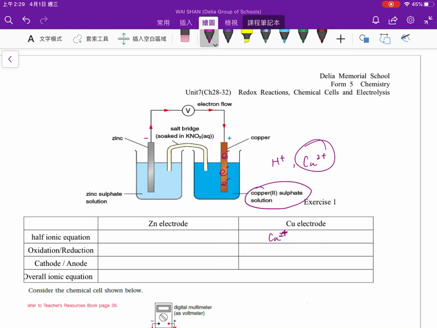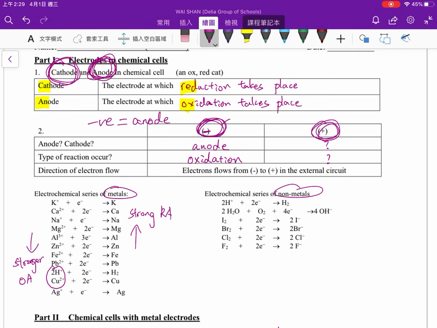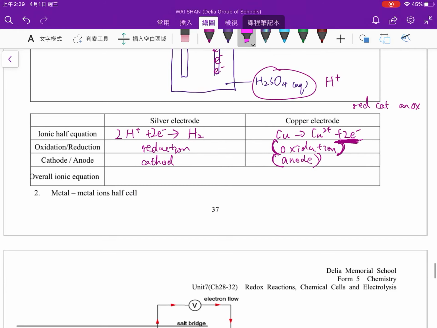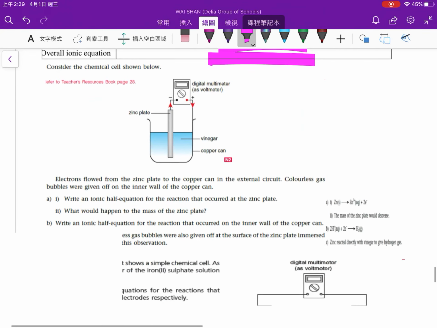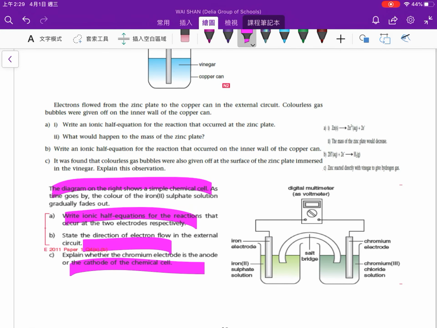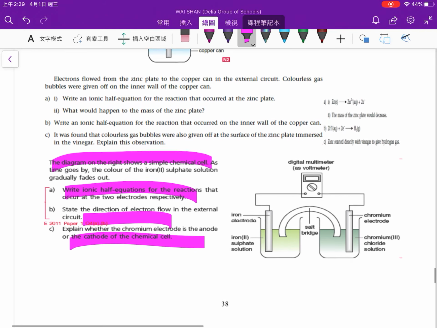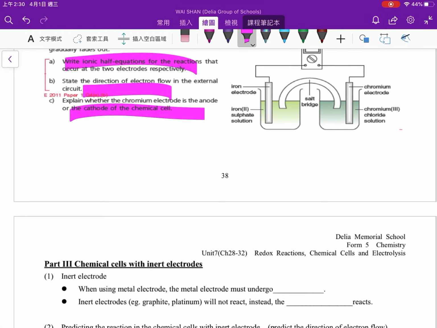Okay? So for the rest of them, please complete it. Complete the first table here, and complete the half ionic equation here and the table here, and this question. Okay, and submit it to me. And then the next task we will go to another topic, which is not metal electrodes, which will be inert electrodes.